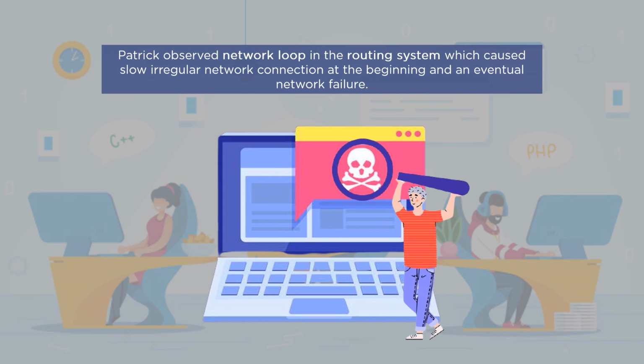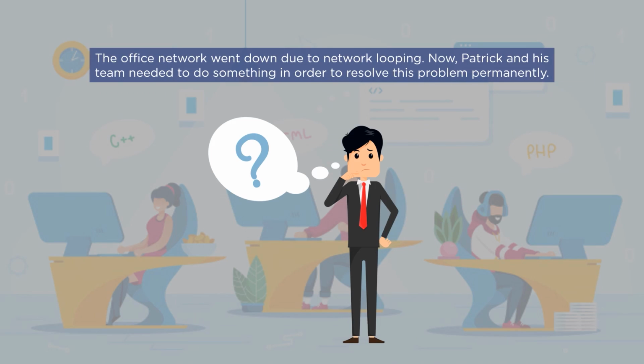But in the last few days, something went wrong in the network management system, which came to Patrick's notice. He observed that a network loop was formed in the routing system. A network loop occurs when multiple routes carry information from the same source to various computing devices. Due to the formation of this network loop, the network connectivity started slowing down initially. After a few hours, the network connectivity completely went down and all the operations of the company stopped abruptly. Now Patrick and his team needed to do something in order to resolve this problem permanently. So Patrick started brainstorming to find an optimal solution to fix this problem.